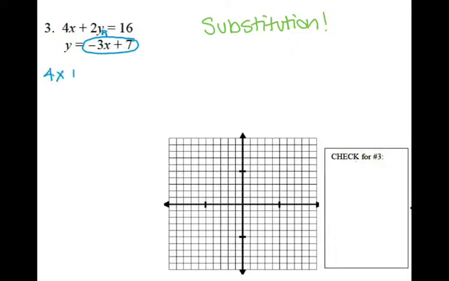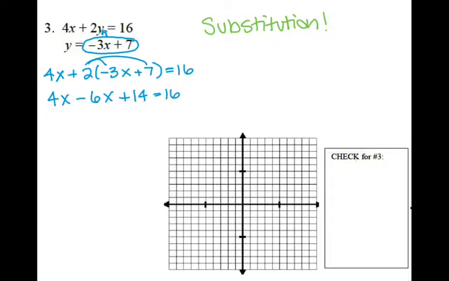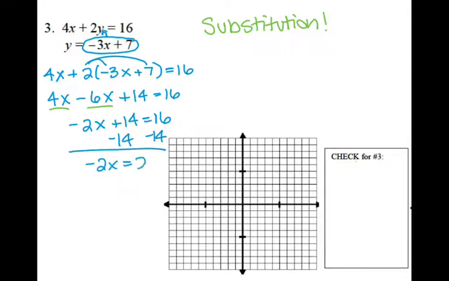So I have 4x plus 2y, and instead of y, I'm going to replace it with -3x plus 7. And then I can continue to solve. Going to distribute, so 4x minus 6x plus 14 equals 16. I can combine my like terms: 4x minus 6x is -2x plus 14 equals 16. Subtract 14 from both sides. That gives me -2x equals -2.